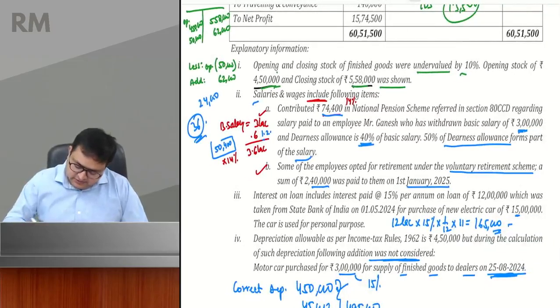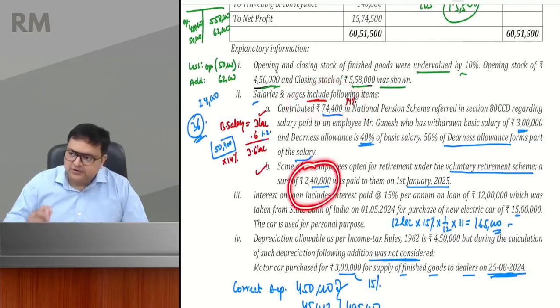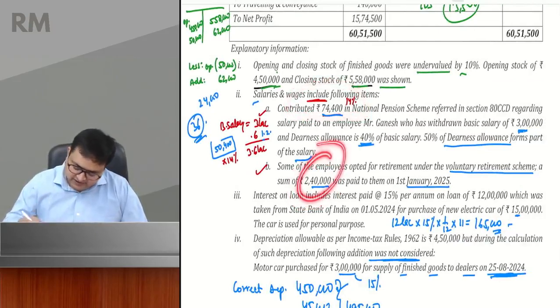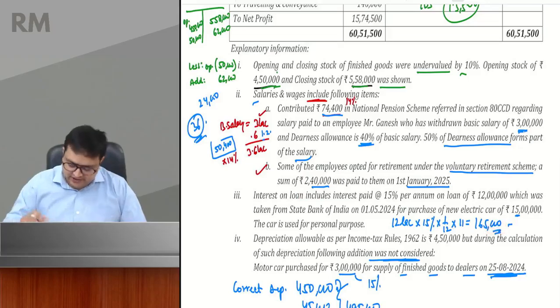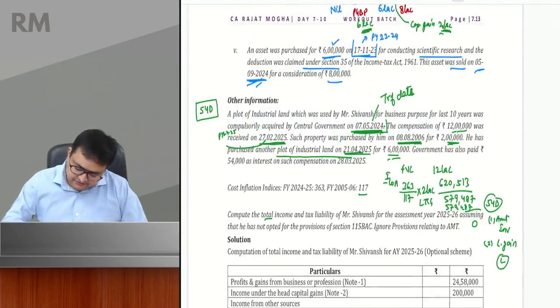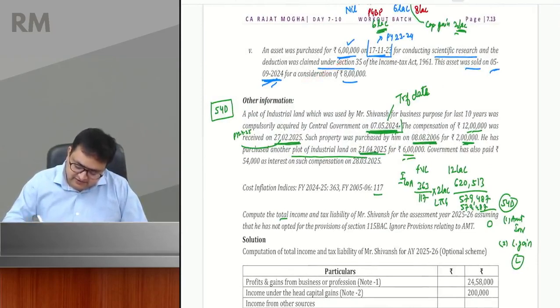Okay. So here 20,000 you will add back. Here 4/5 you will add back, 4/5 of 250. Here 165 is not allowed anywhere. Depreciation we have discussed. Scientific research we have discussed. This we have discussed, so I believe you will be able to do it.